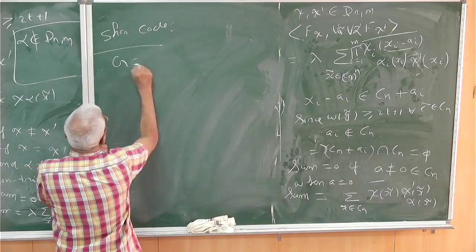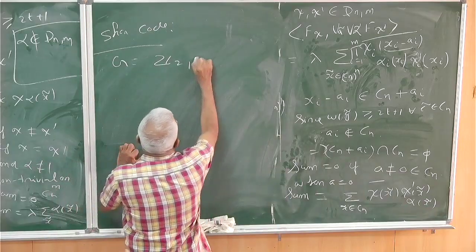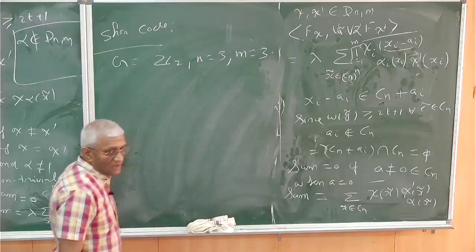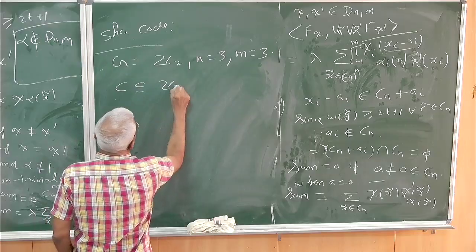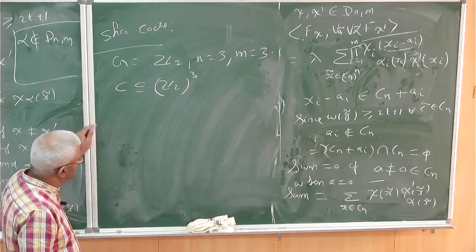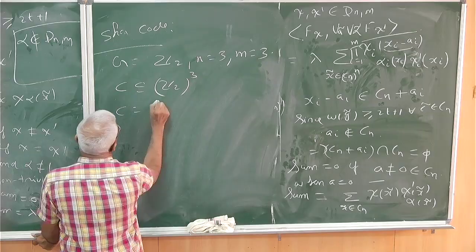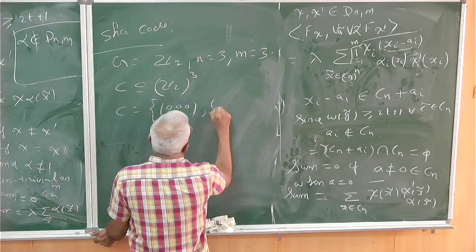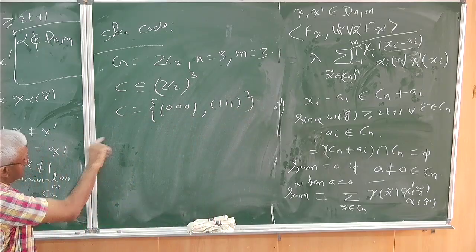Here you take G to be Z2. And N equal to 3, M also equal to 3. And you have to define C contained in Z2^3, which is Z2 cross Z2 cross Z2. So C is just this: (0,0,0) and (1,1,1), which is of course a subgroup, again isomorphic to Z2, but it isn't Z2 itself.